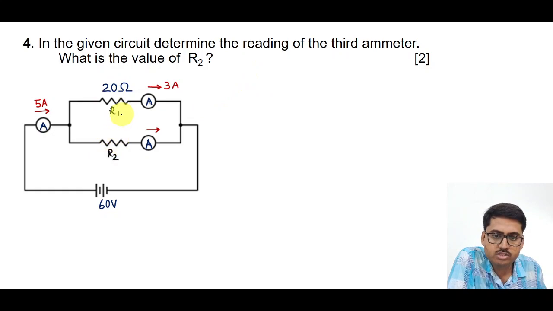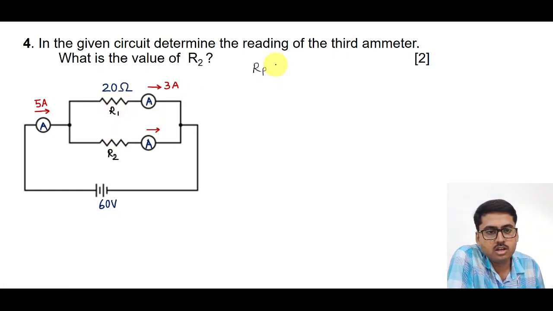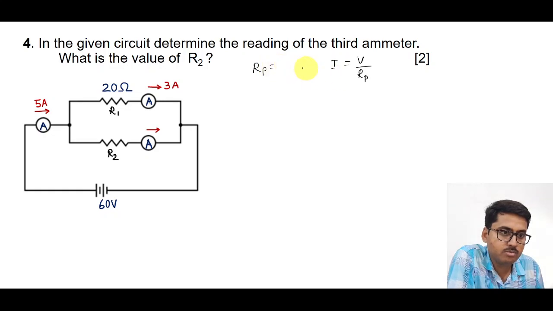There are two resistors, R1 and R2. If you find the equivalent of these two resistors, let that be called RP. This is the equivalent of R1 and R2, and I is equal to V by RP, that is, the total current flowing is equal to the voltage supplied divided by the equivalent resistance. So from here RP will be equal to V by I. This is the formula, you know, when we have more than one resistor, the total current can be calculated like this.